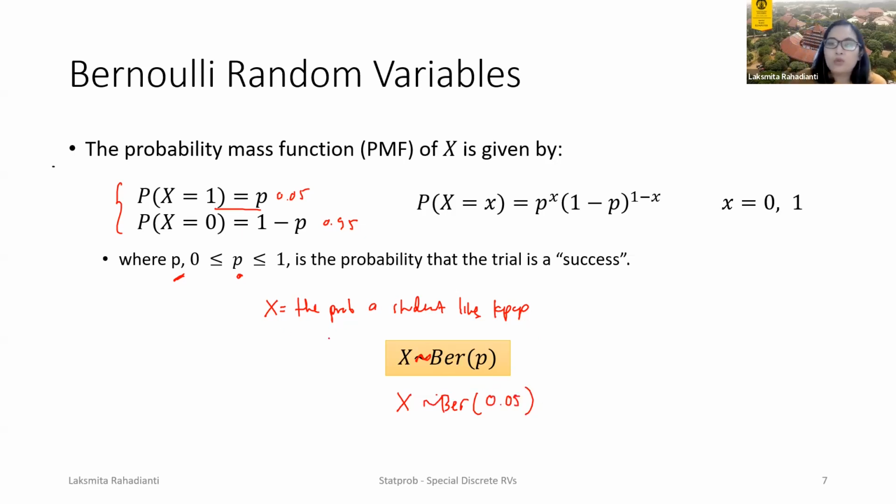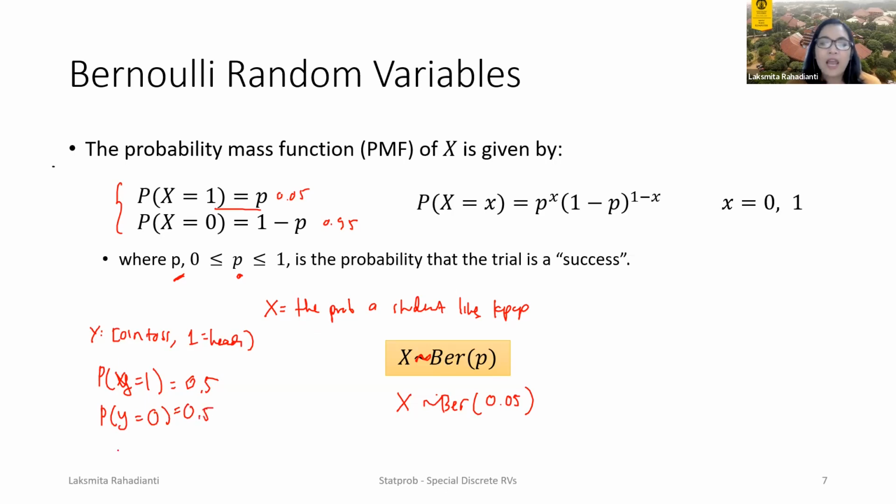So if I were to talk about other events such as heads or tails, if it's a fair coin, then the probability, so let's say Y is coin toss, where 1 equals heads. So the probability of y equaling 1, if it's a fair coin, should be 0.5. And the probability of y equals 0 should also be 0.5. And as such, I can also write y follows the Bernoulli distribution with a probability of 0.5.